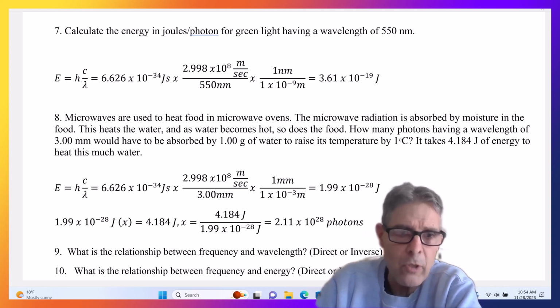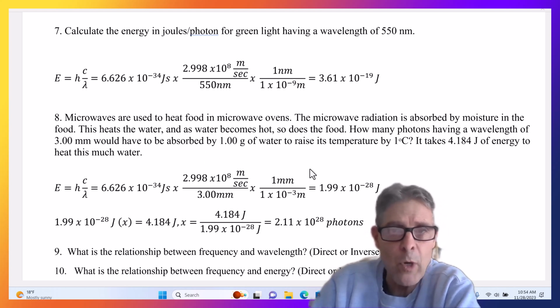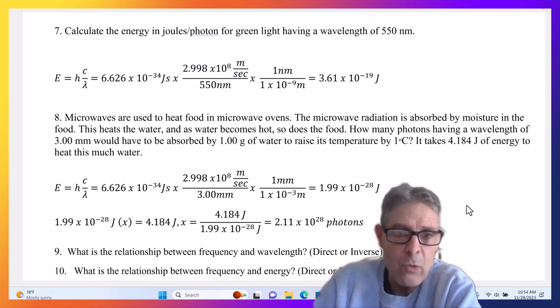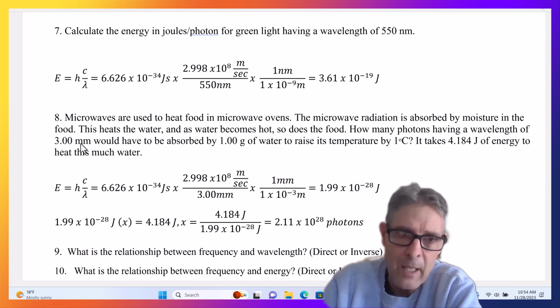So this question is a two-step question, and it really helps if you can read it and identify what you're starting with and where you want to end. What we're starting with is the wavelength of a photon, and we're going to have to calculate the energy from the wavelength. And we're going to do that the exact same way that we did in the previous question.